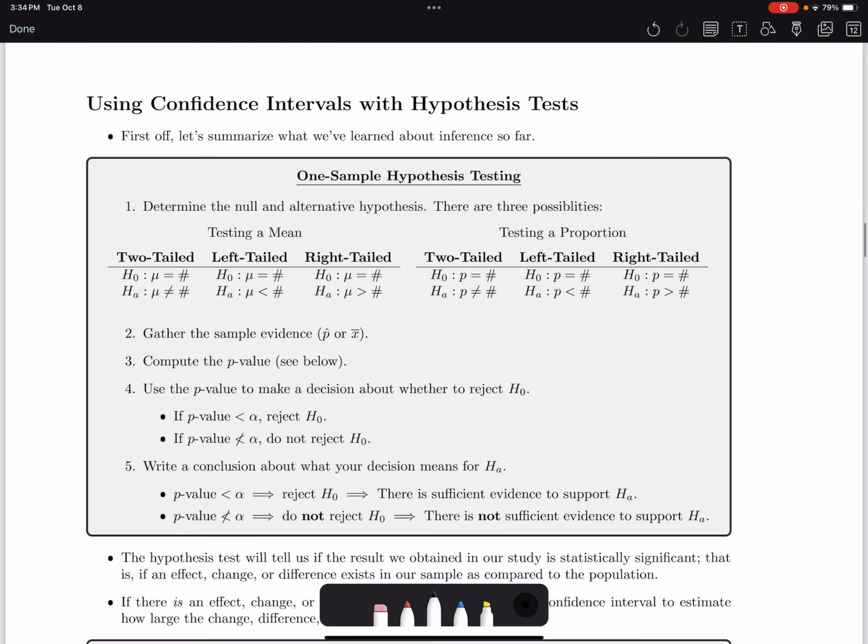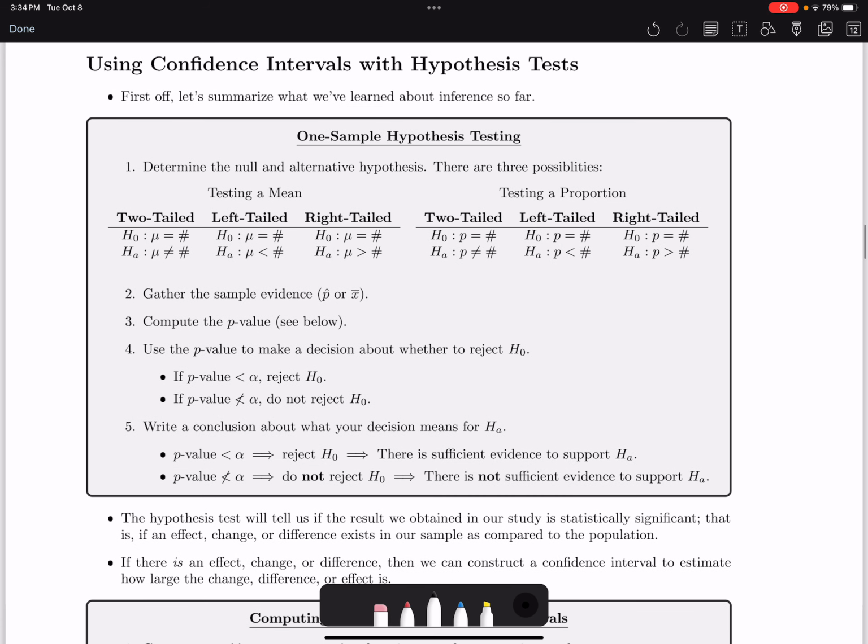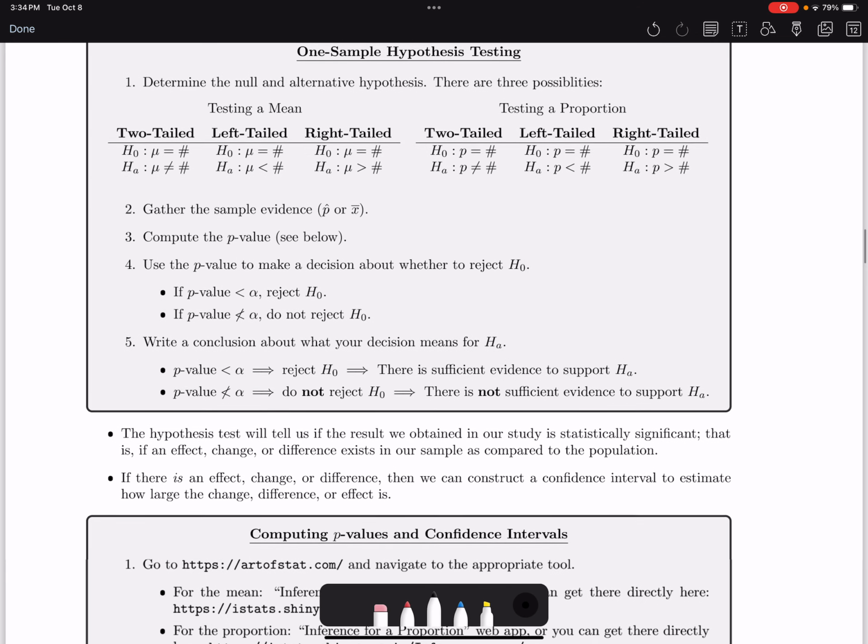We've seen an example of constructing confidence intervals for proportions, and then another example constructing confidence intervals for means. Let's talk about how they relate to hypothesis tests. First of all, as a summary of the hypothesis tests we've looked at so far, we're going to follow these steps. First, we determine the null and alternative hypotheses, and we could have two-tailed, left-tailed, or right-tailed tests in any case. Then we gather the sample evidence.